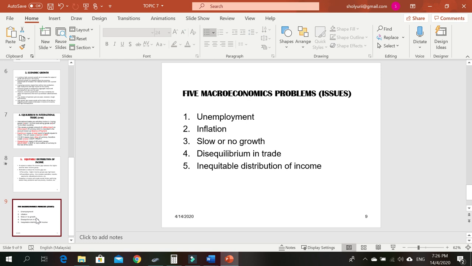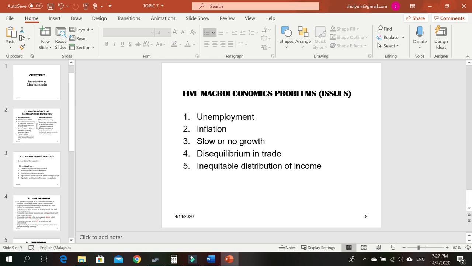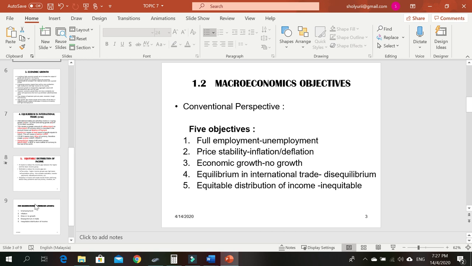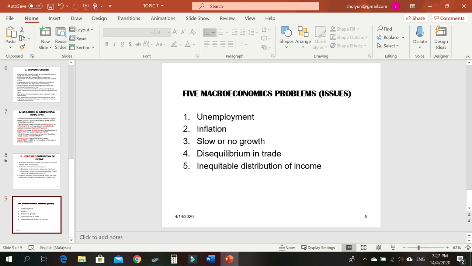So like I mentioned before this, yang kat atas sekali tu, okay, kalau kita fail to achieve full employment, kita ada masalah unemployment. So, I already mentioned in this last slide, five macroeconomic problems: unemployment because we are unable to fulfill full employment, inflation because we are unable to fulfill the objective of price stability, slow or no growth because we are unable to fulfill the objective of economic growth, disequilibrium in international trade because we are unable to fulfill the objective of equilibrium in international trade, inequitable distribution of income because we are unable to fulfill the objective of equitable distribution of income.